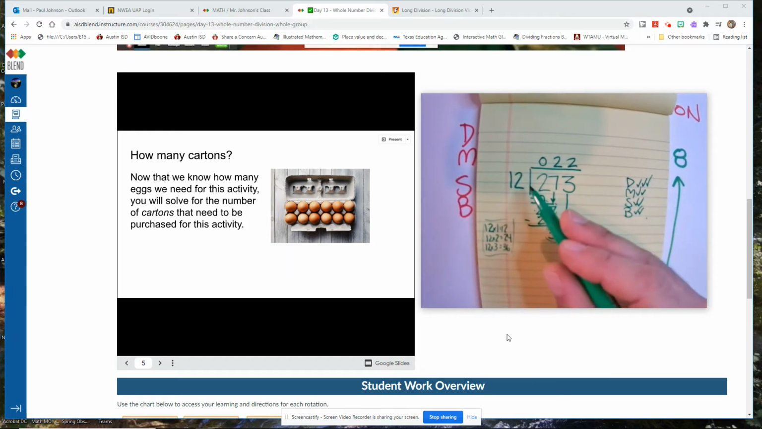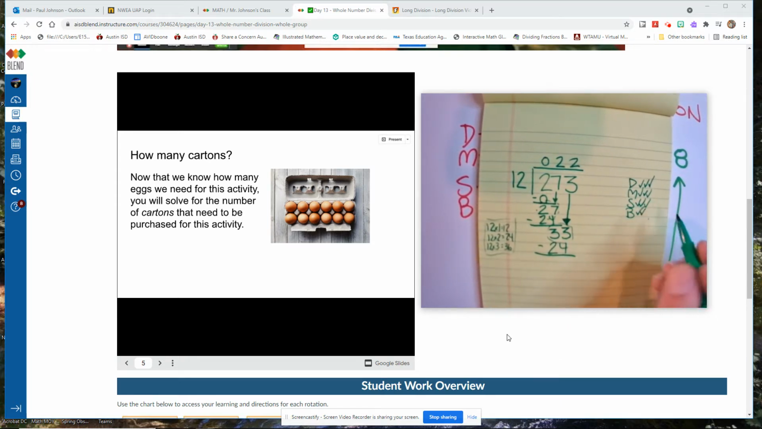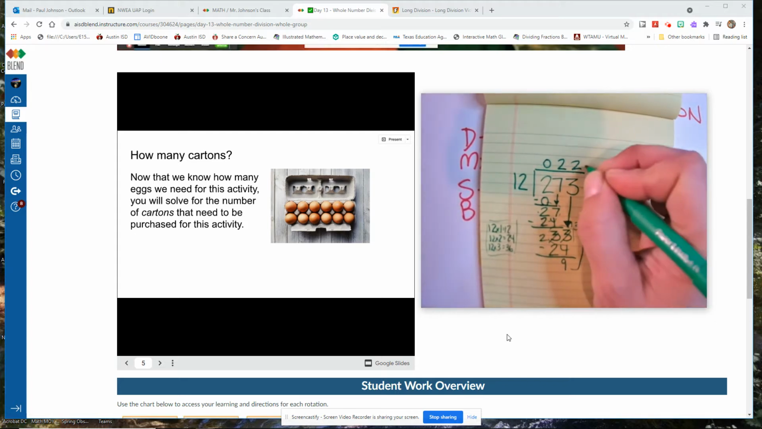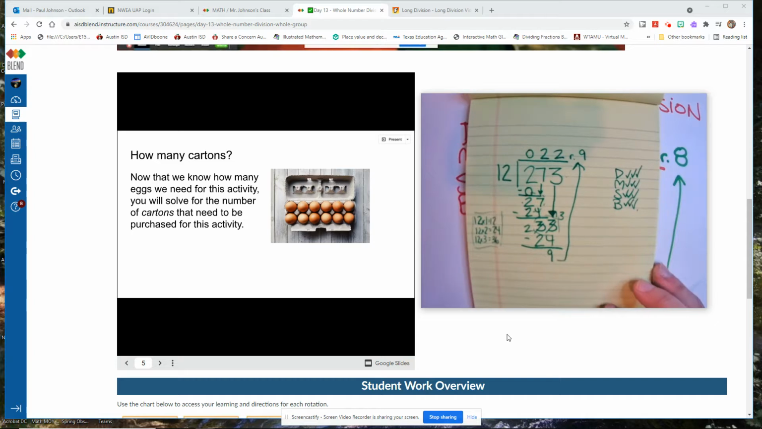That's division. All right, so 12 times 2 is your multiplication, which is 24. And then we are going to subtract. All right, so 33 minus 24 is 9, which means that we need to bring something down. We cannot bring anything else down. Our remaining number is smaller than our divisor, so that of course means that it is the remainder. So 22 cartons, and we'd still need 9 more eggs.